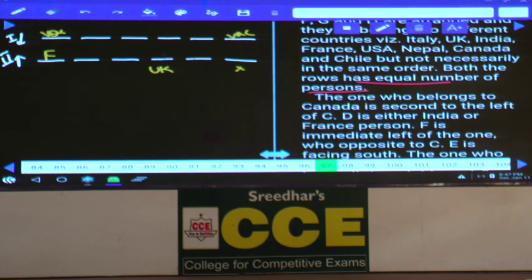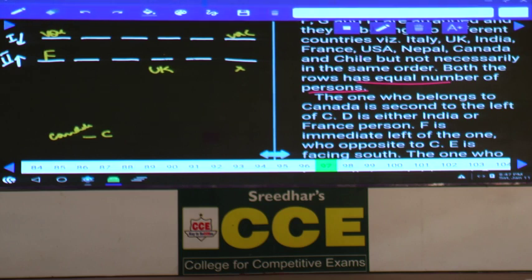Now, Canada is seated second to the left of C. If C is here, the person who belongs to Canada is here. Whether this C is in row 1 or row 2, that is not clearly given. Now, the specialty in this puzzle is, who are the persons in row 1 and who are the persons in row 2, that is not clearly given.